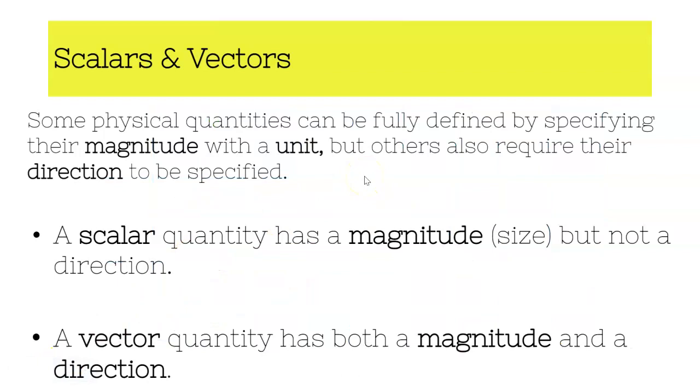So just to review the difference between a scalar and a vector, some physical quantities can be fully defined by specifying their magnitude with a unit, but others also require their direction to be specified. So a scalar quantity has magnitude, aka a unit associated with it, like a meter, centimeter, millimeter, but it does not have a direction. Vector quantities have both magnitude and direction. So if we're talking about displacement or velocity, a direction is going to be needed to be included in the answer.